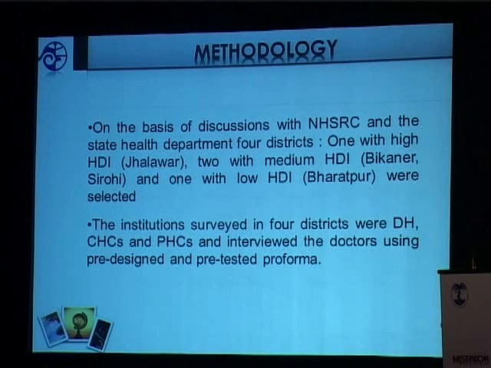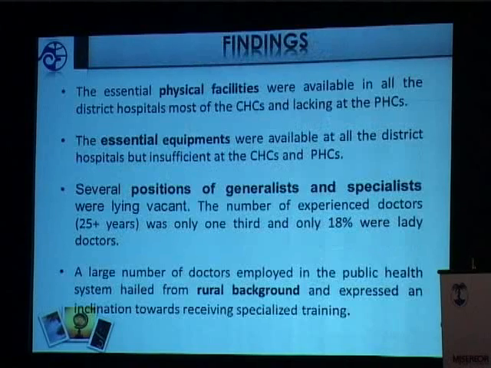Now we come to the methodology. On the basis of the discussion with NHRC and the state health department, four districts were selected on the criteria of HDI: Jhalawar, which has a high HDI; Bikaner and Sirohi, which have a medium HDI; and lastly Bharatpur, which has a low HDI. The institutions surveyed in the four districts were district hospitals, CHCs and PHCs. Doctors were interviewed using a pre-designed and pre-tested proforma.